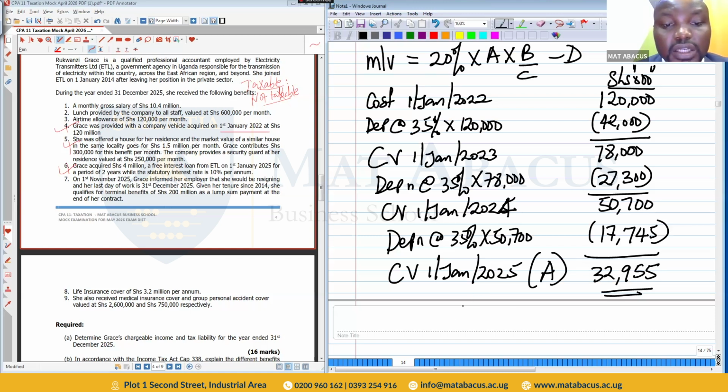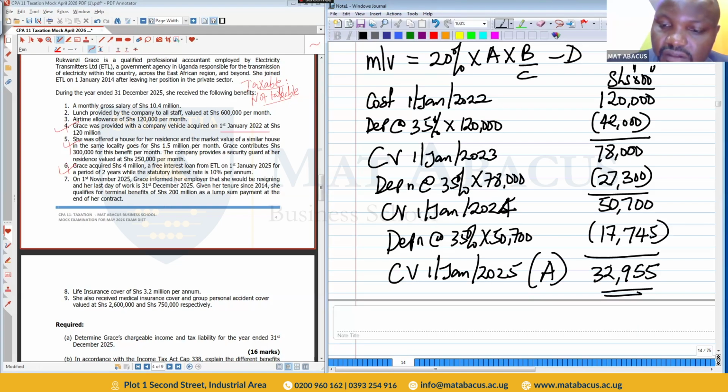Now, the mistake students normally make, they will get the value of A as of 31st December 2025. So they would depreciate it more for another 1 year, which is totally wrong.